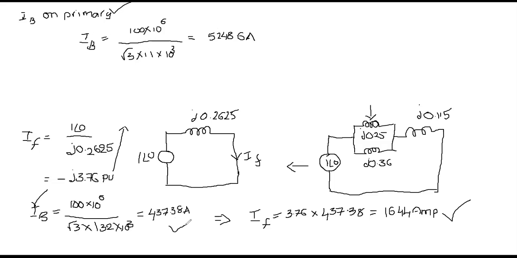Now this is the base voltage with respect to the secondary side. Why do we need to determine the base voltage with respect to the primary side? Because those two generators are completely connected on the primary side of the transformer.